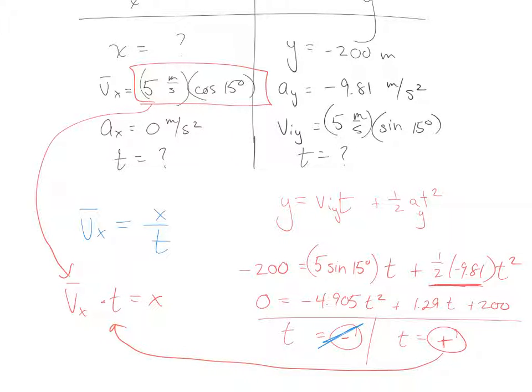Once we plug in those two values for v bar x and time, that will give us the horizontal displacement. Please write this down if you didn't know that. This is the only formula you're going to ever use in the x direction for projectile motion. Why is this the only formula you'll ever use? Because there's no acceleration. This is the only formula that doesn't involve acceleration.